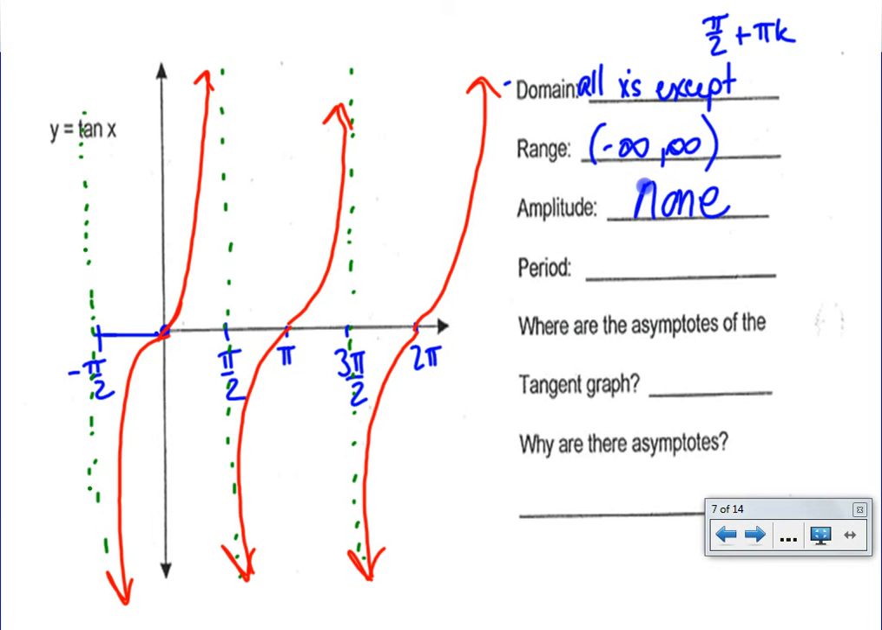There's no ending point. How much x value time, how much domain did it take for one period to complete? Pi. Where are the asymptotes? We said pi over 2, and then we said 3 pi over 2. Basically, this is the same question as the first question. Every pi over 2 plus pi.